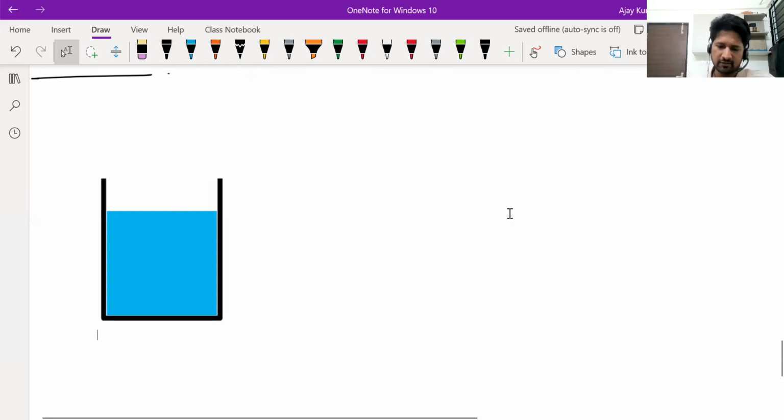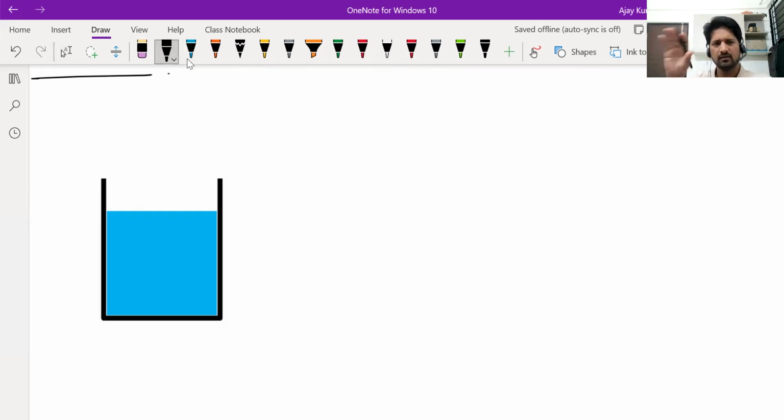Now, if the container is in equilibrium, the free surface of the liquid will be horizontal. It will settle like this.